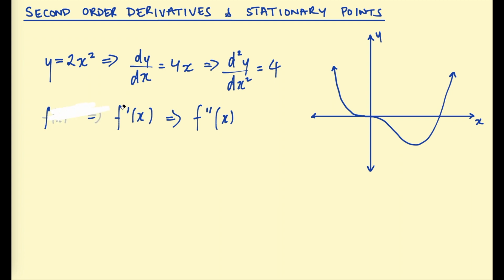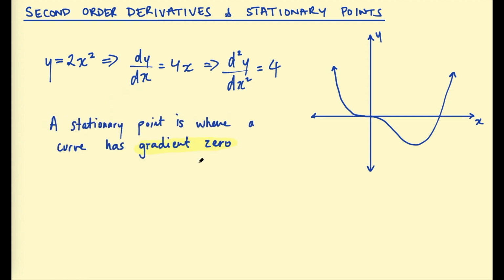Okay, so now let's talk about stationary points. What are stationary points? A stationary point is where a curve has gradient 0. So let me go ahead and write that down. What does this mean when the gradient is 0? Let's have a look at our graph here. This is some random quartic. There's going to be 2 points in this picture where the gradient is 0, at 0, 0, and at this minimum here. Okay, so if we drew a tangent to that curve at those points, it would have a gradient of 0. So let me just get that tangent.